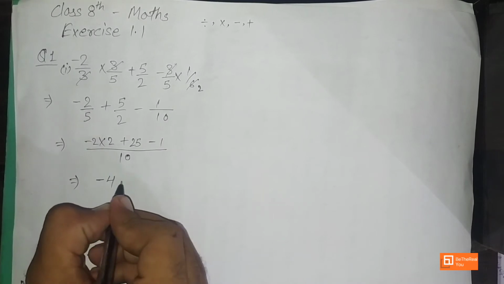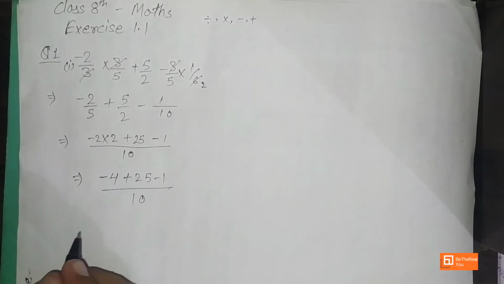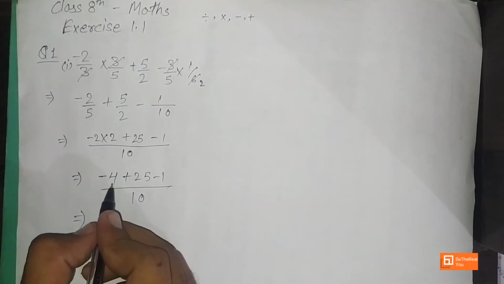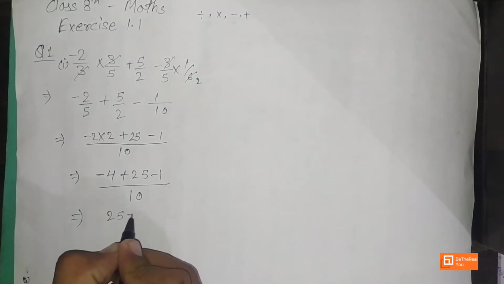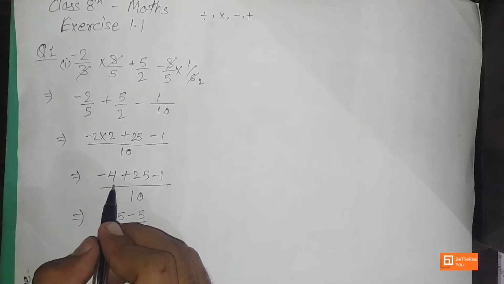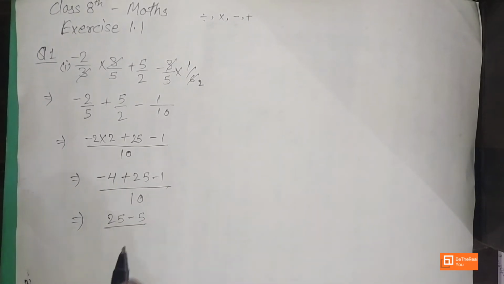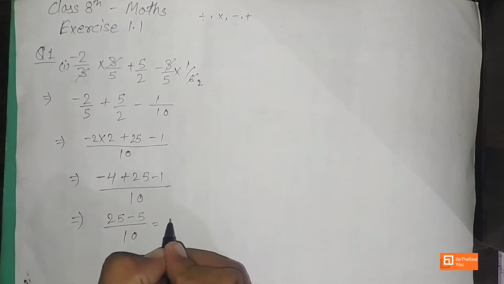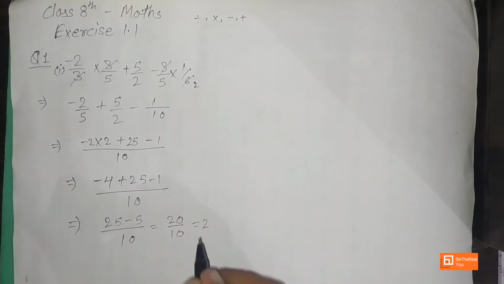Here we will have 4 plus 25 minus 1 upon 10, and this minus 1 and this minus 4. What will be? 25 minus 5, because you might be remembering that if minus signs are near they will be added, but the sign will remain minus only, and we will have 20 upon 10. After that we will have 2.